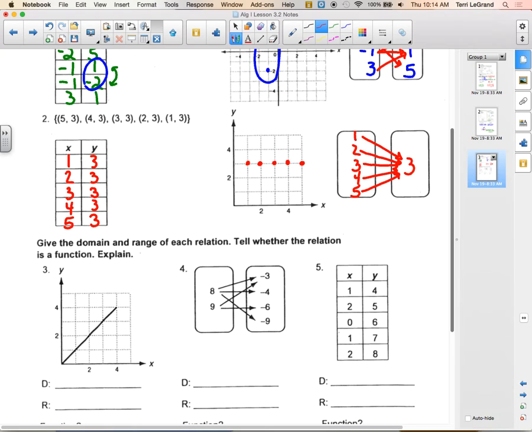When you're done, you can look up and see if you agree with me or if I need to be challenged. While you're at it, would you decide that this is a function? Yes, it is. Just everybody decide on your own, is this a function or not? And remember reasons why.